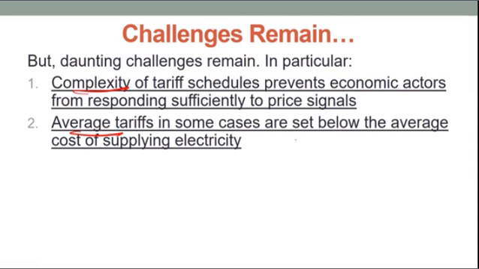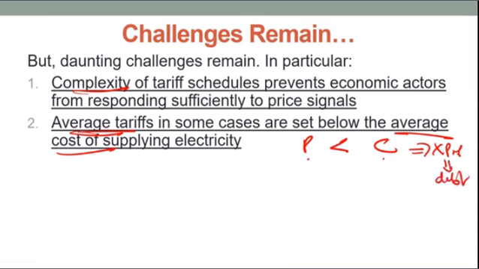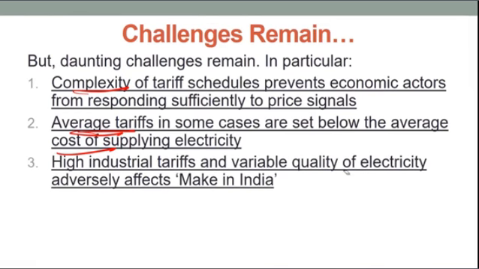The price is much less than cost. Average tariff is less than the average cost of supplying electricity. If price is less than cost, it means no profit. No profit means debt, so we shouldn't have that. Price should become closer to cost. That should happen.